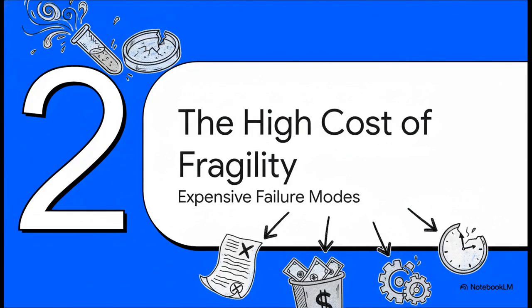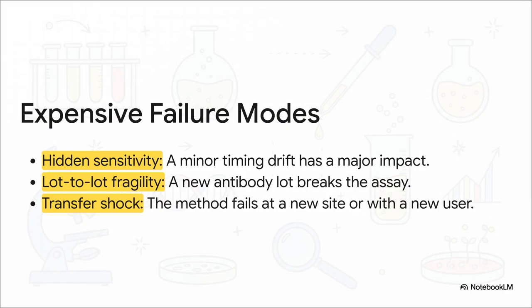And let me tell you, not dealing with this early on has real, tangible costs. So let's look at the 3 most common and definitely most expensive ways a fragile assay can come back to bite you. Okay, first up, hidden sensitivities.